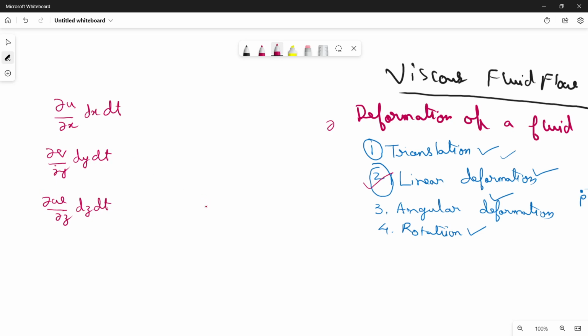So what exactly is this? See, our fluid element is something like this, a box, okay, something like this.